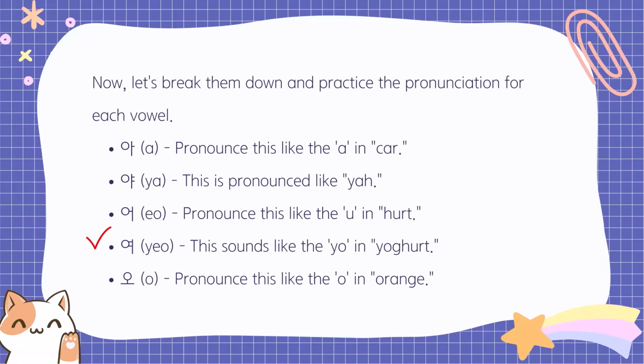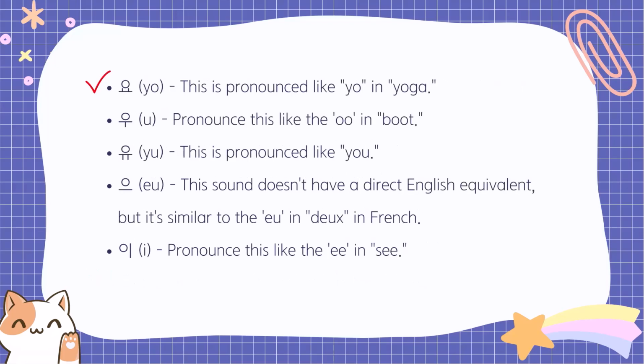오. Pronounce this like the o in orange. 요. This is pronounced like the yo in yoga. 우. Pronounce this like the u in boot. 유. This is pronounced like you.